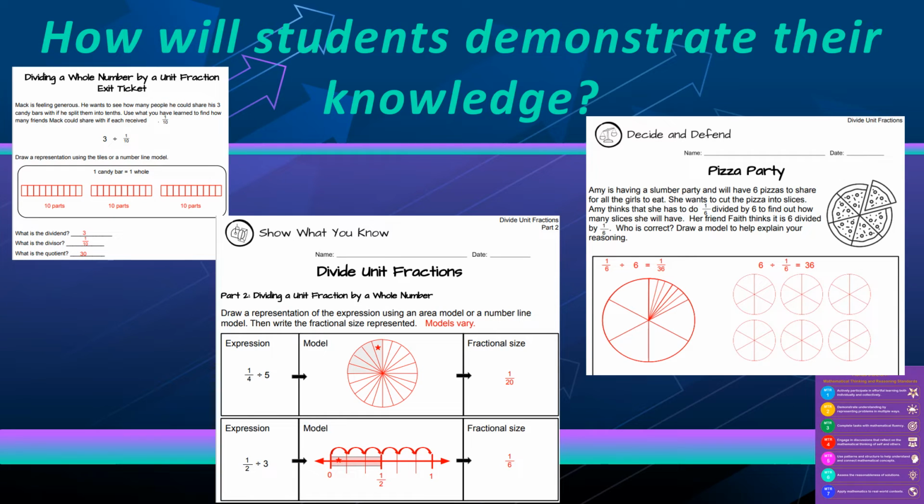Throughout this unit of study, we should see multiple opportunities for students to show their understanding. This could mean students demonstrating their knowledge of dividing unit fractions during the Explore lesson with the exit ticket at the end, or the Show What You Know as a follow-up. Students could also show their understanding through a Decide and Defend. These are examples of formal and informal assessments that a teacher can use to gauge a student's understanding that came from the STEMscopes resources.